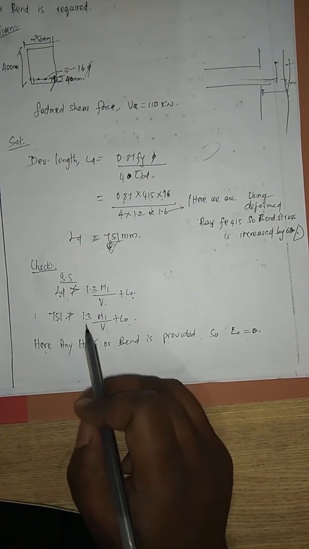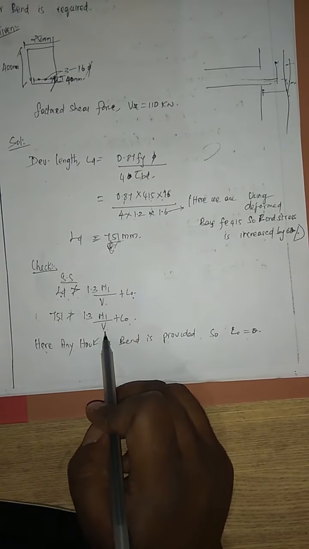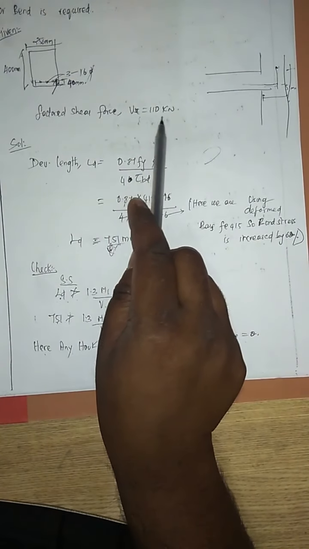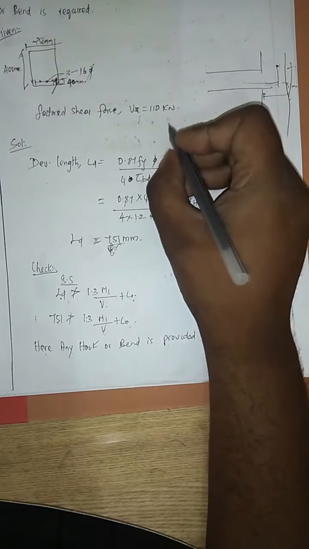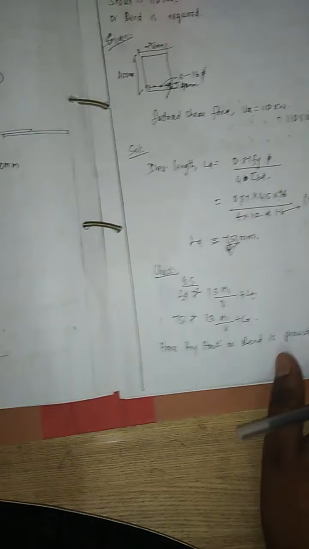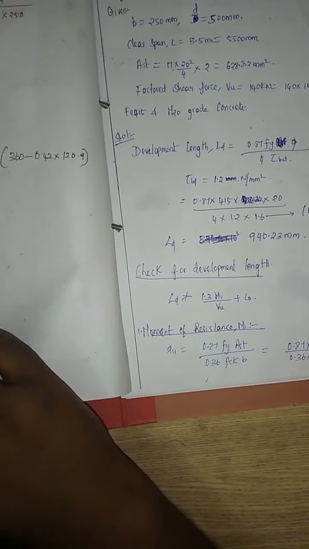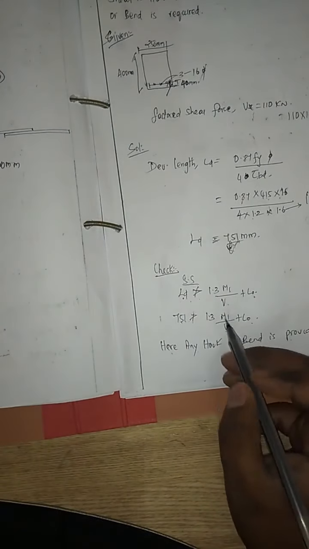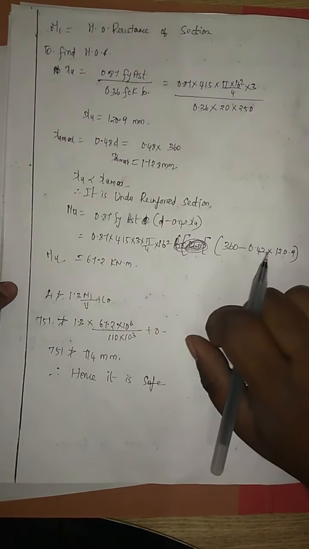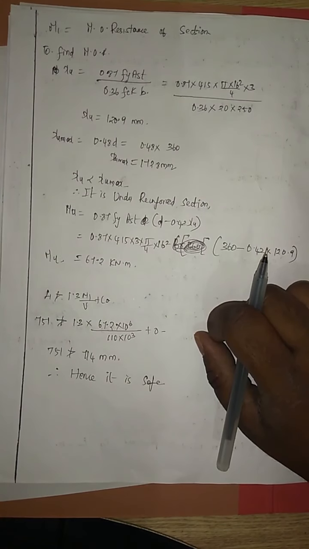Only M1 and V you need to substitute. V is already given. V is nothing but 110 kilonewton. So you should substitute it as 110 into 10 power 3 Newton. Convert it to Newton. Next, you have to find the moment of resistance M1. So how will you find moment of resistance for a simply supported beam? In unit number 3 you have already clearly studied how to find moment of resistance. To find moment of resistance, first what will you find?